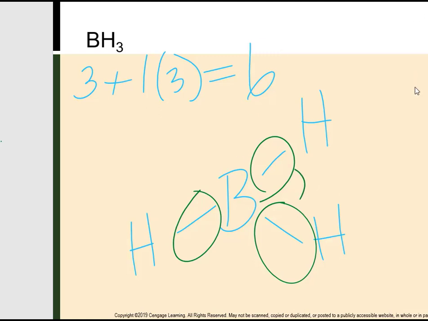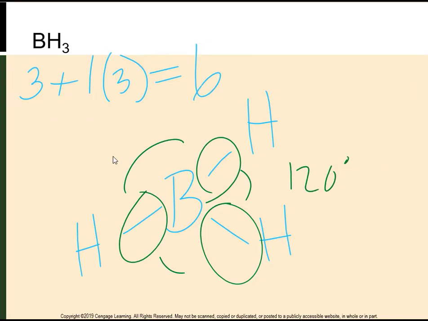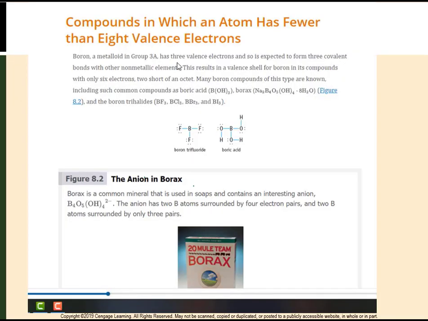There's a bond angle between all of these of 120 degrees. And that's just the way it is. So this is just one example of a molecule that does not obey the octet rule. Boron is a common atom that only allows for 6 electrons surrounding it, since it has 3. The other example is boron trifluoride. Again, boron is happy with just 2, 4, 6.